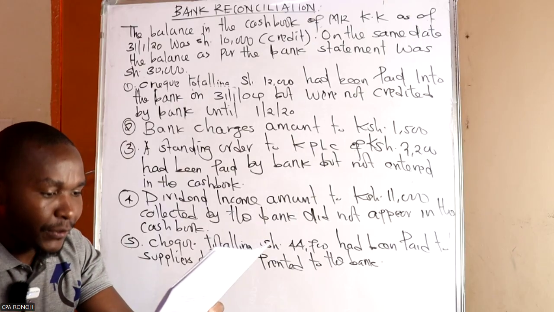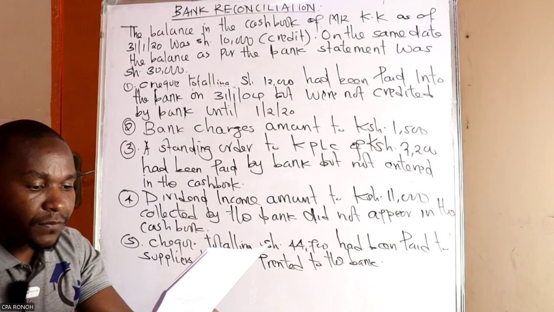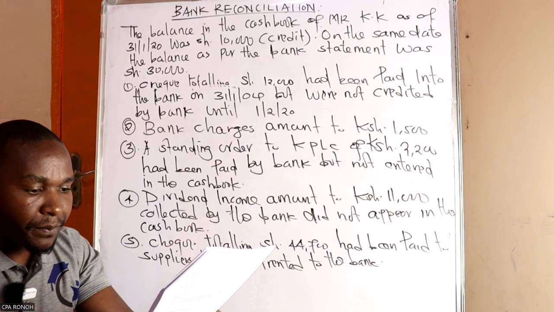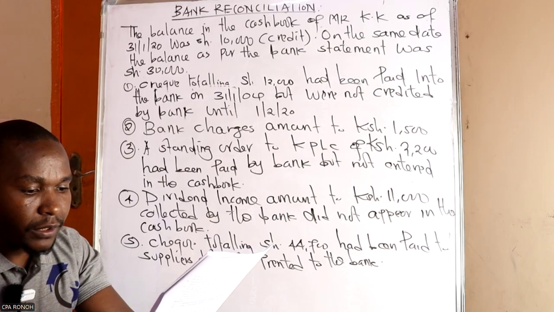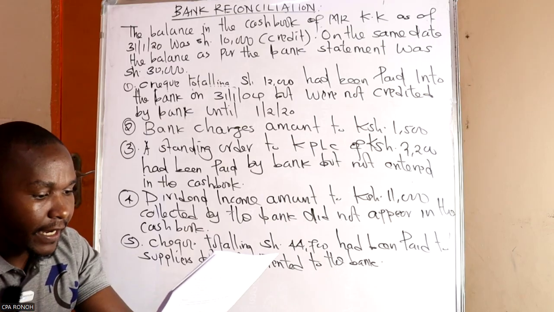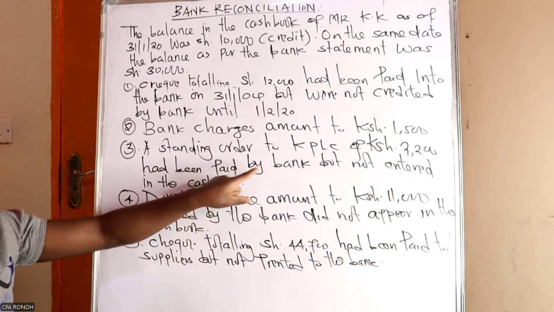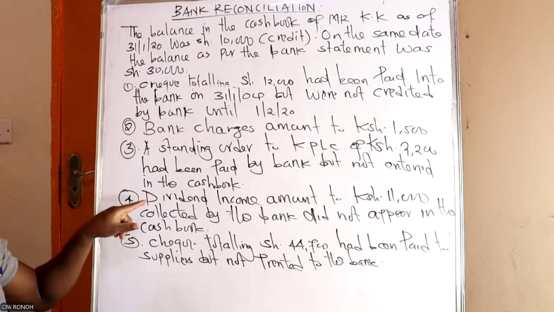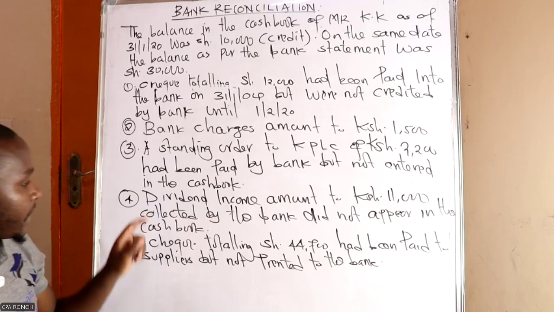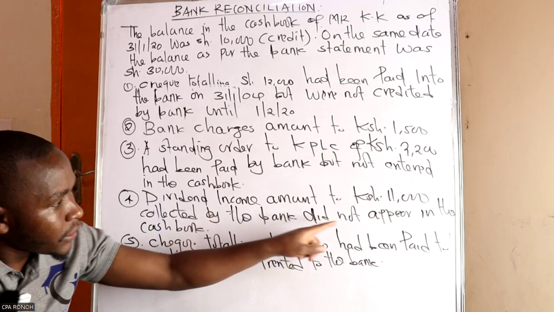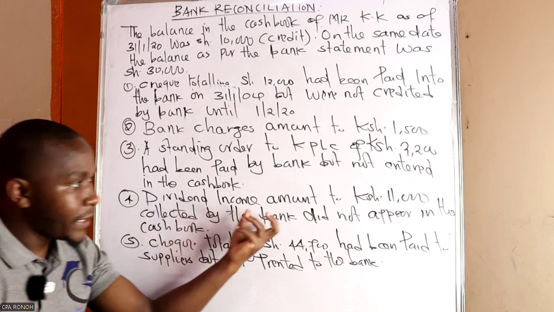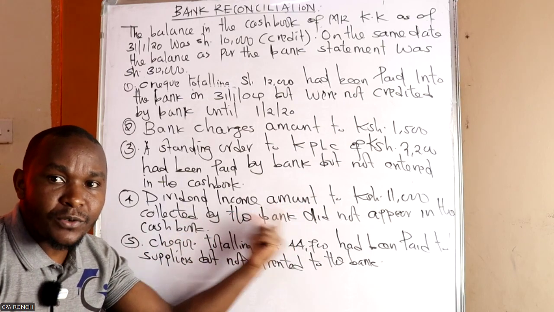Good. Number two, bank charges amounting to 1,500. Great. Number three, standing orders to KPLC of 2,200 are being paid by the bank, but not entered in the cash book. These standing orders. Another one here, we have been told dividend income amounting to 11,000 collected by the bank did not appear in the cash book. So where do we take this?